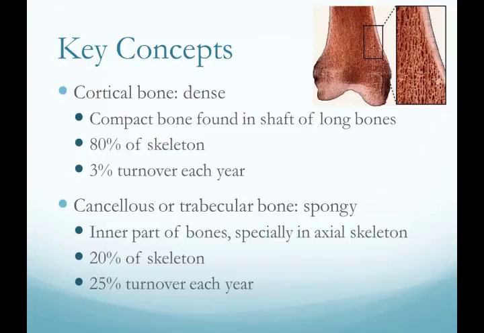So I want you to remember this because it's going to help you later on when you learn about medications that we use for treating osteoporosis. All of the medications used for treatment of osteoporosis that stop the remodeling process and stop bone turnover are going to affect the cancellous bone more than the cortical bone. We're going to see an example of this later, but this is a general principle, and you're going to see it over and over and over again.